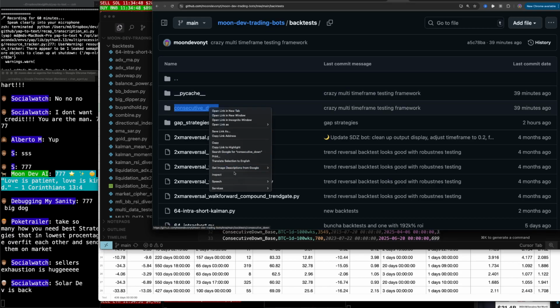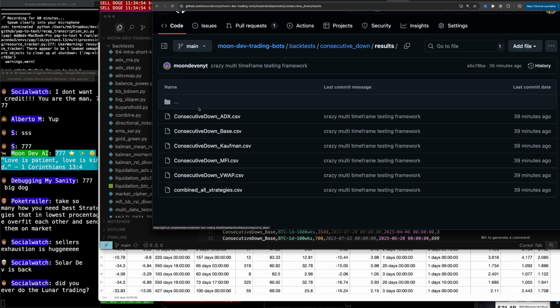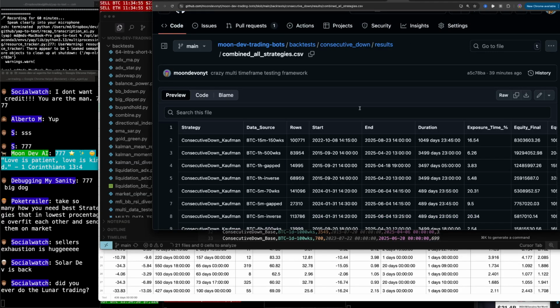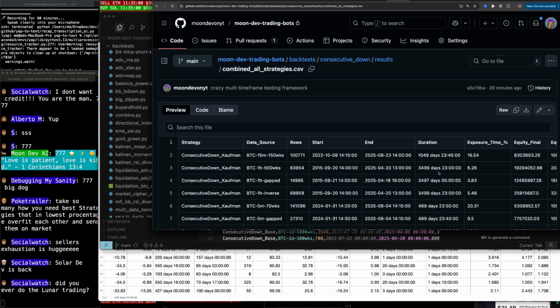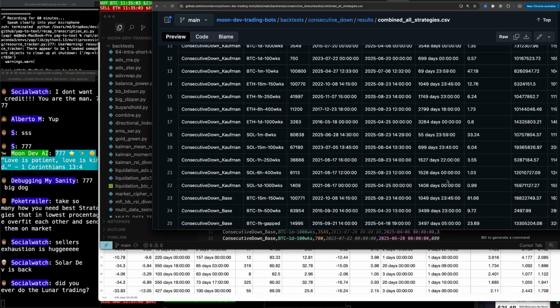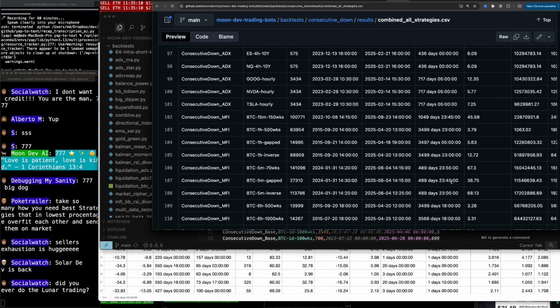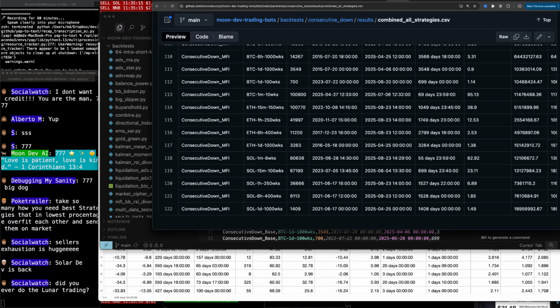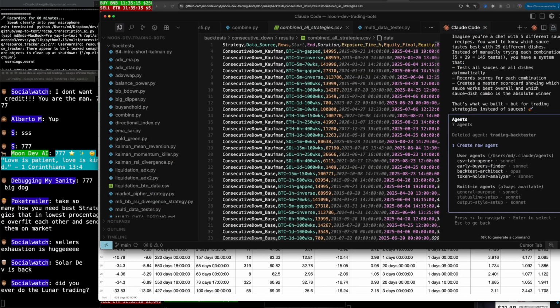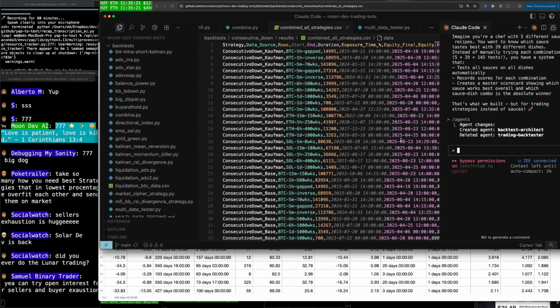Consecutive down here, copy path. What I love about this is now all the results are right here. Combined strategies, I can see. Oh, fudge, dude. You can't sort by. Thank God you can't. Uh-oh. SpaghettiOs, that's 122 backtests. Sheesh. That's a lot.